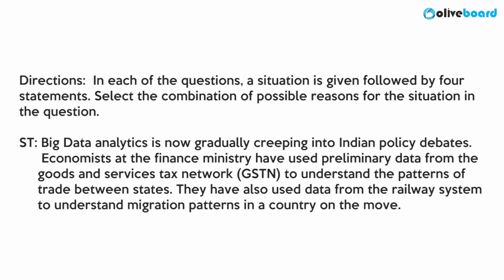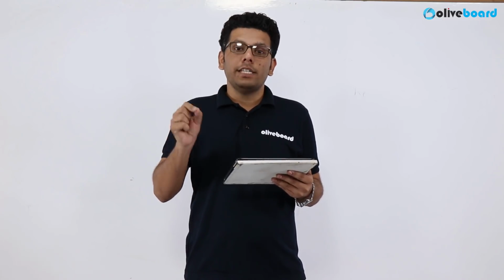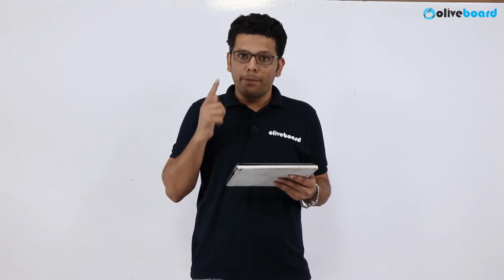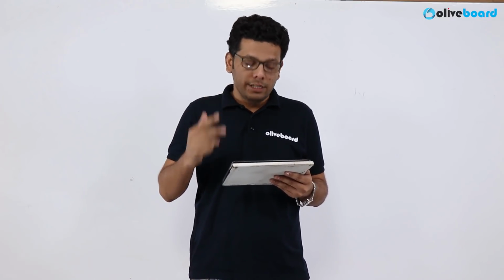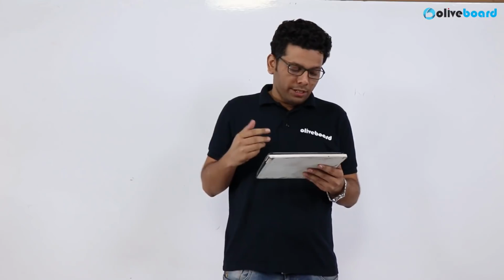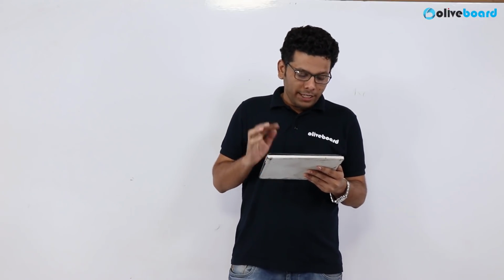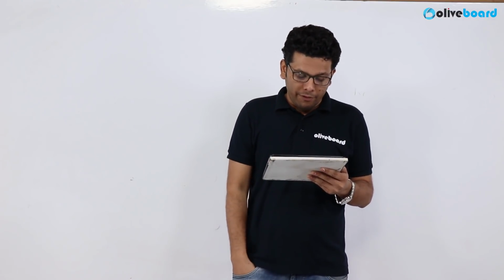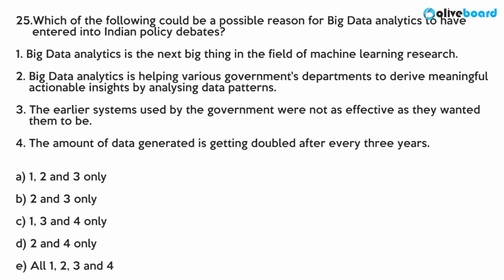What have they given? They ask what is the reason for it. So we have to find out what the reason is. So let's move to the options they have given. The first thing they have given in statement number 1 is that big data analytics is the next big thing in the field of machine learning. Machine learning is not directly related to the finance ministry or the government, so it cannot be the reason. Okay, so it is not the reason.